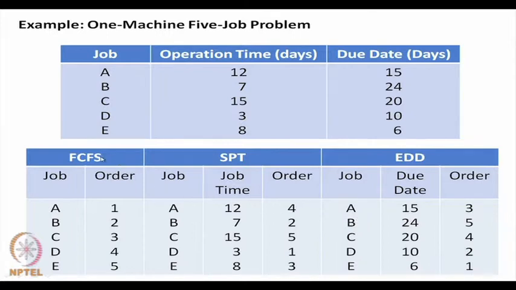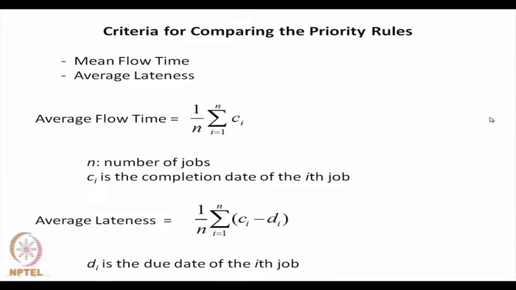Now, we have found that if we use different priority rules, we have different ordering of the jobs. Now, there should be some way by which we can compare these priority rules and we can decide to use one of these rules. Now, there are usually two or three priority rules used. I have indicated here two rules. One is the mean flow time or the average flow time. So, this is the completion time for each job and take the average value.